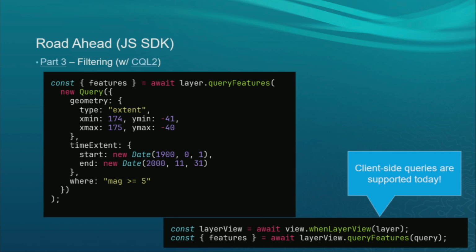This is for the road ahead. We intend to work on part 3. This is support for CQL. What it could look like will be just like other feature layers. We can provide a query, and that query will be evaluated on the server. So in this case, we would provide a query, for example, with a geometry, with a time extent, and a spatial condition. That will be converted behind the scenes into CQL and submitted to the server, and you'll retrieve the features that satisfy those conditions.